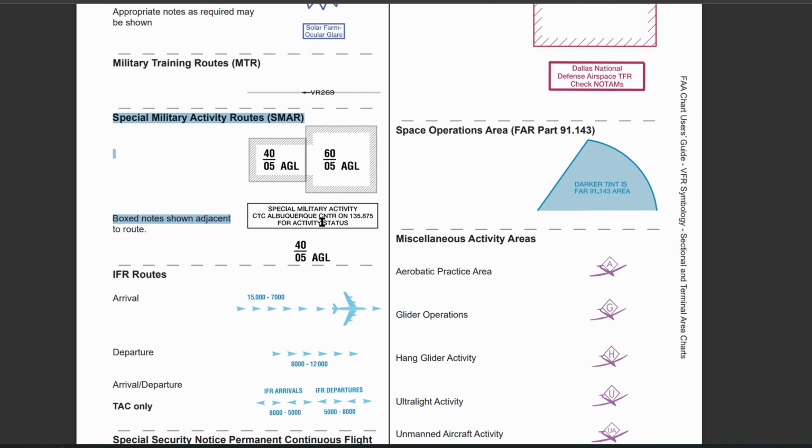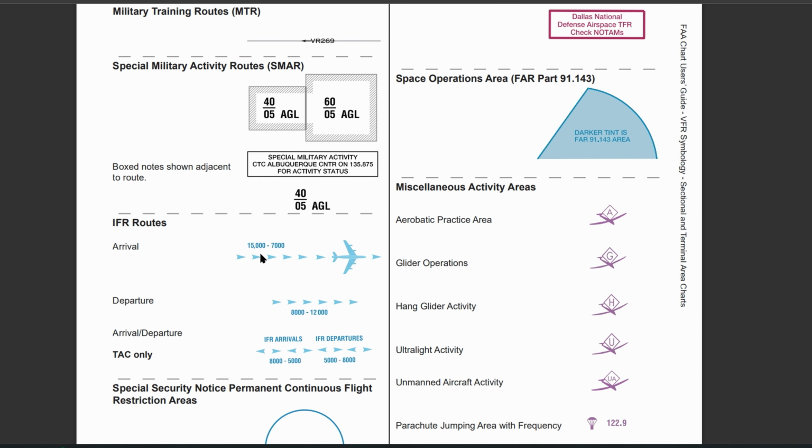If you have special military activity routes, it'll have the height it starts at and the height it ends at, as well as some other information possibly as well. Space operations. You have IFR routes, miscellaneous activity areas. They're basically all fixed wing planes with a letter on top of it. Aerobatic practice area has an A, glider operations, G, hang glider activity, which is an H, ultralight activity, which is a U, so that's very small planes. And then you also have unmanned aircraft activity, which is represented with a UA.